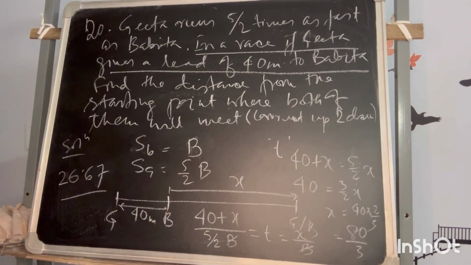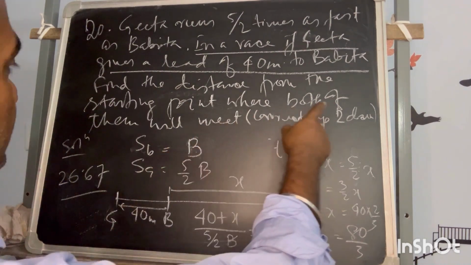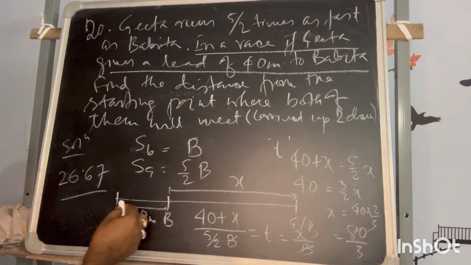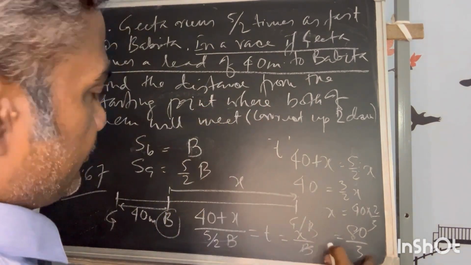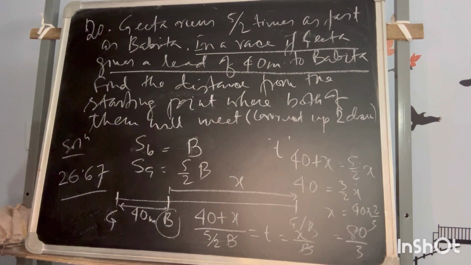Okay. Find the distance from the starting point where both meet, where the starting point is the starting point of Babita. We will refer to it as the starting point of Babita. The distance is 26.67. Okay.